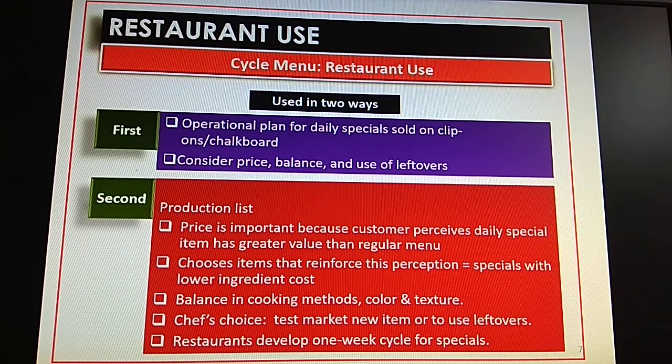The second one is the production list. Price is important because customers perceive daily special items as having greater value than regular menus. When we look at it from the marketing point of view, when we look at any promotional items that say daily specials, we have the mindset that these items have greater value. The second one is that we choose items that reinforce these perceptions.